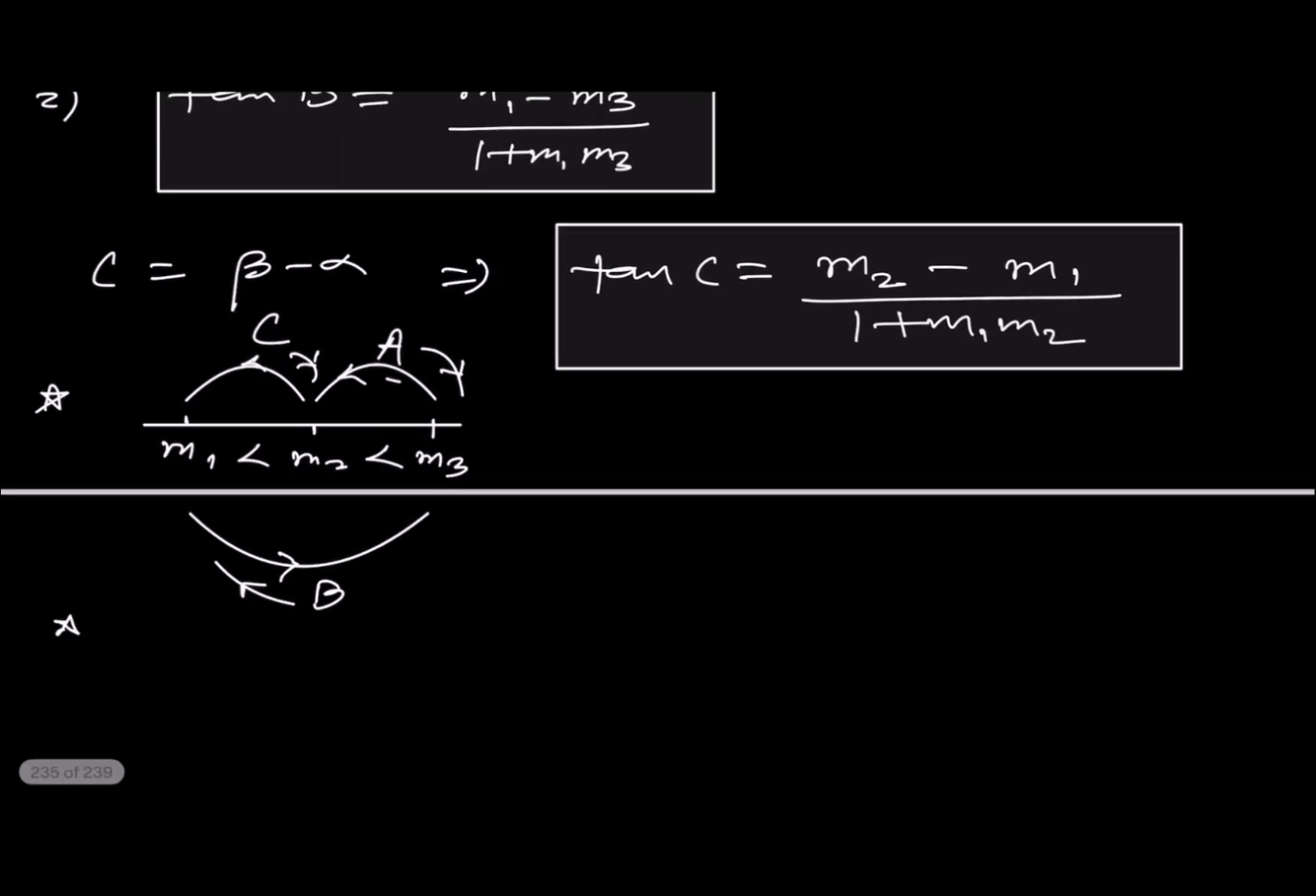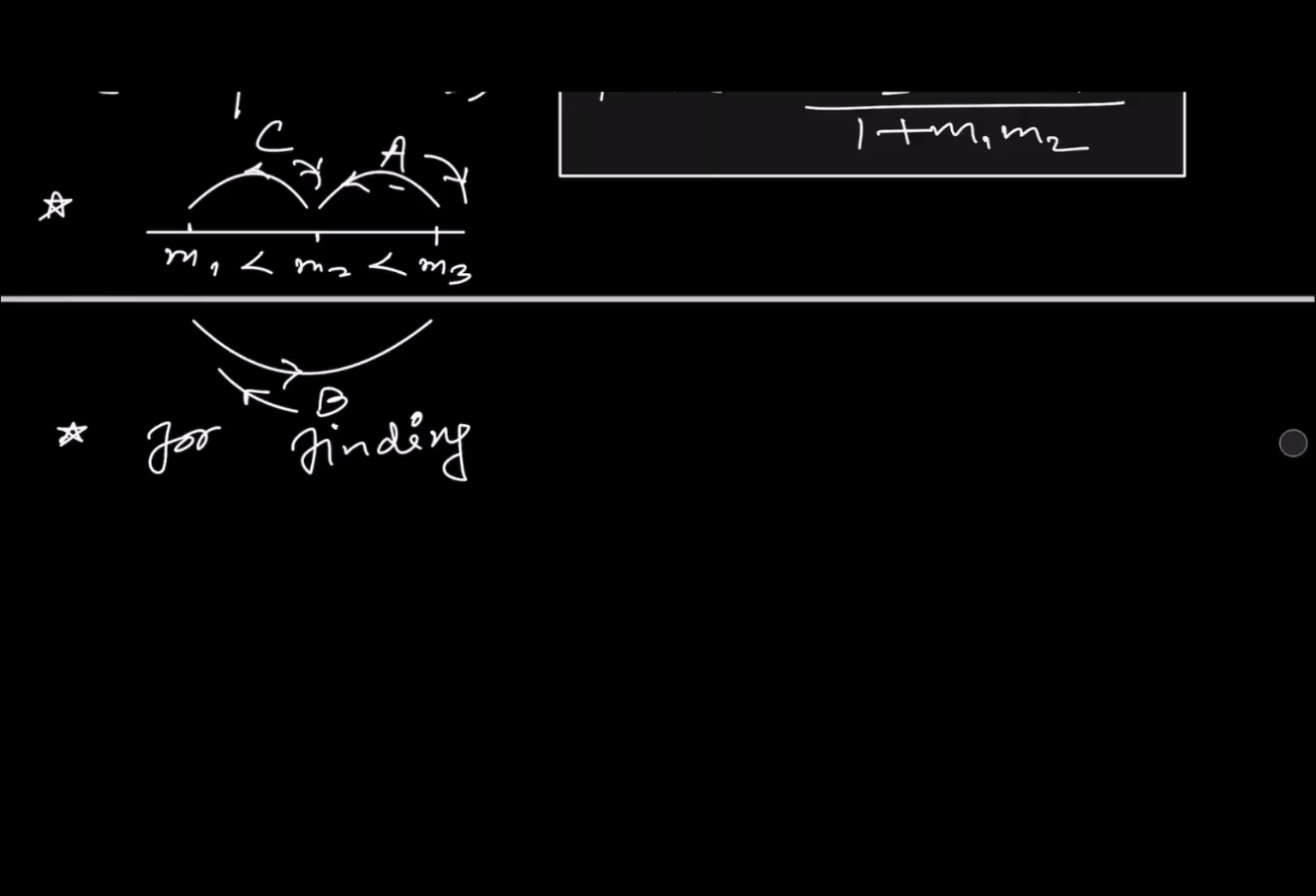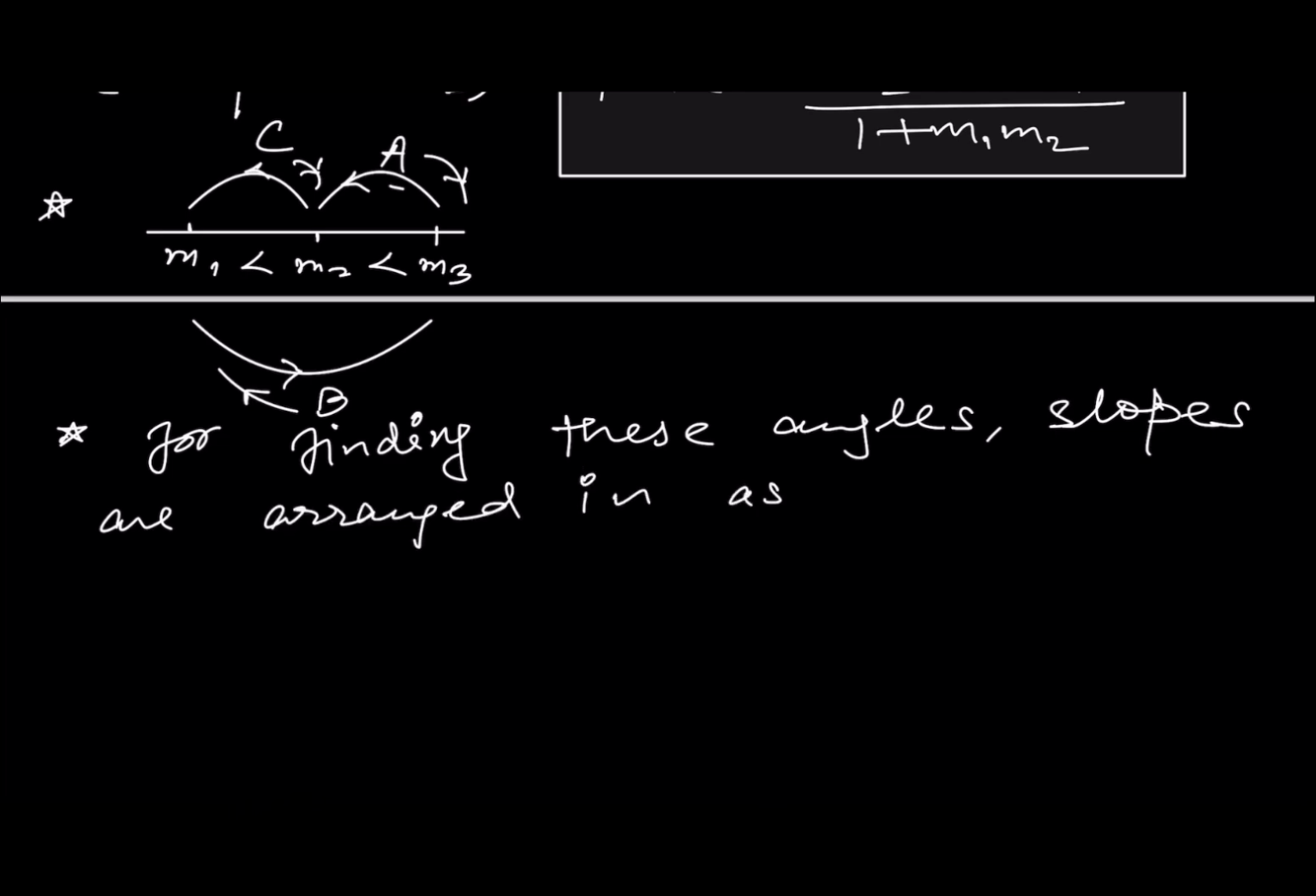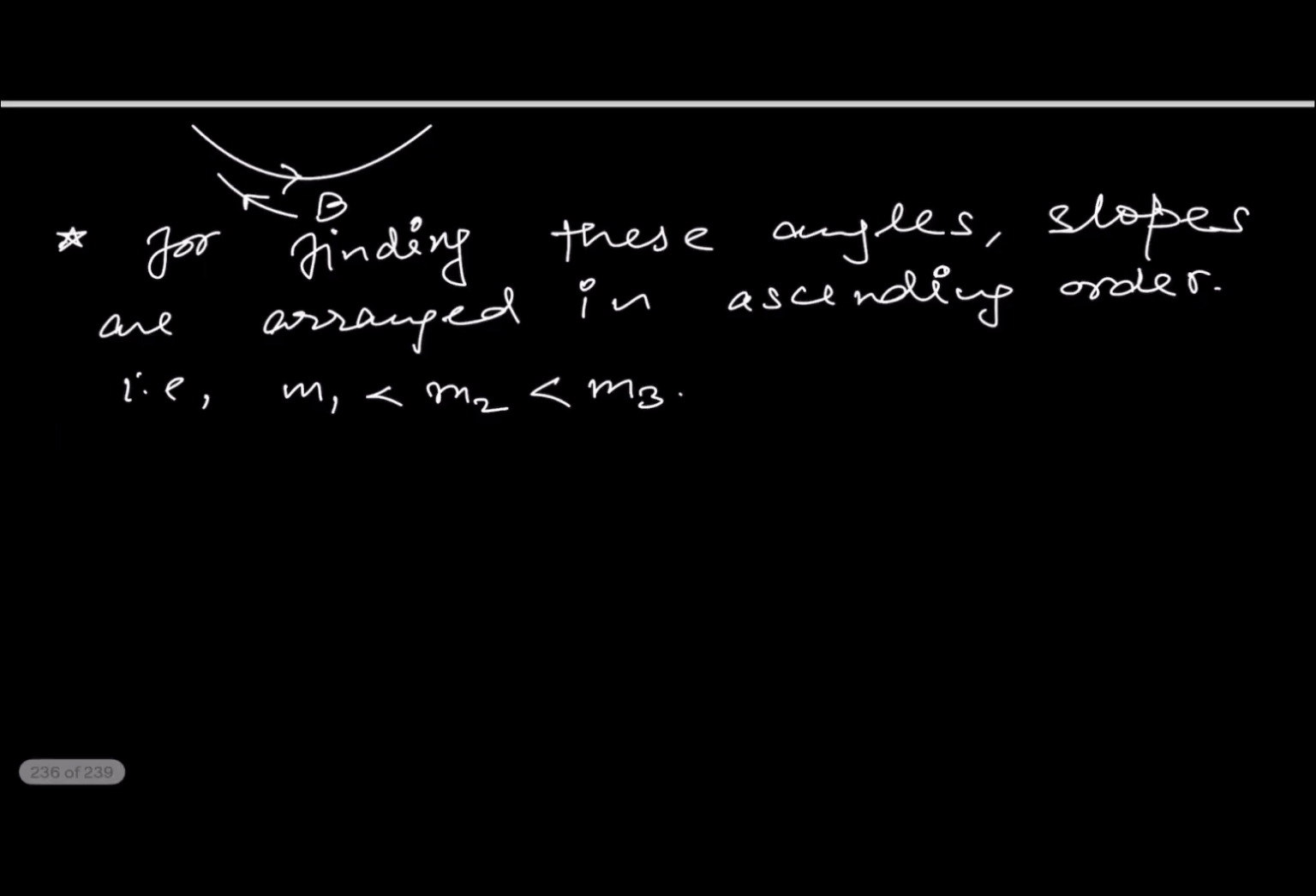And for finding these angles, slopes should be arranged in ascending order, right? That is, m1 should be less than m2 and m2 less than m3, right? Now let us write a question.